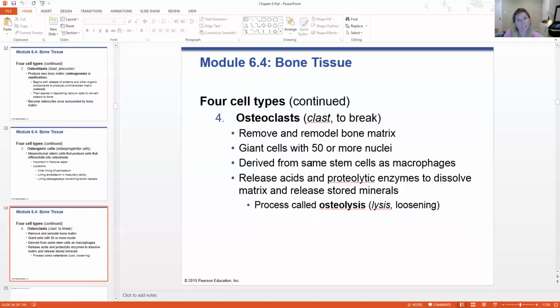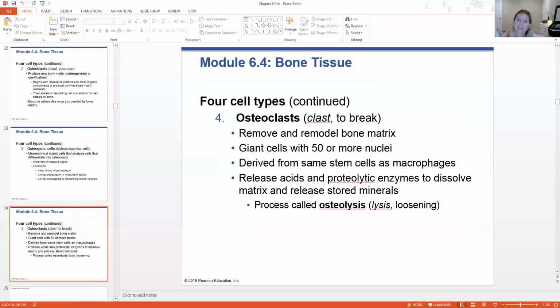Osteoclasts are the breaking cells. These are the ones that will remove and remodel the bone. They're huge cells. They are derived from the same stem cells as macrophages, so they're kind of more related to immune cells than bone cells.